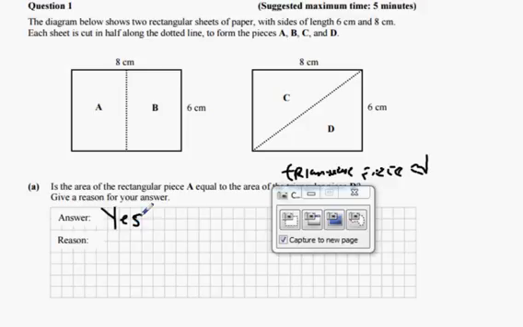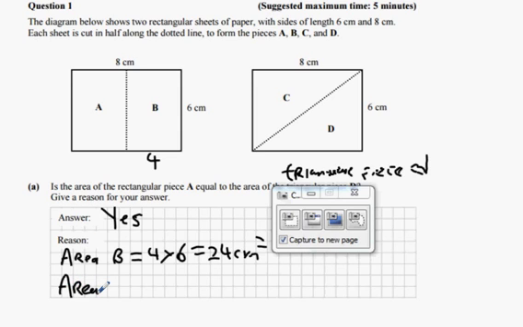You can do it like this. The area of B equals length by width. So the 4 by 6, which equals 24. Okay? And then you can say the area of D. Area of D is what?